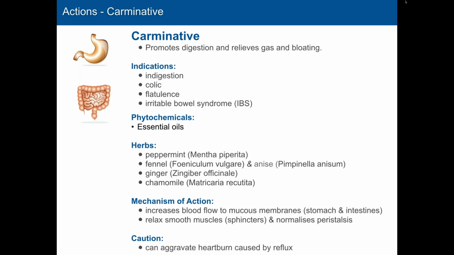So the next action we're going to talk about is carminative. I already mentioned this briefly in the first half of the term. A carminative is a substance that helps to promote digestion and relieve gas and bloating. In some ways a bitter does this, but they do it by totally different mechanisms. A digestive bitter, generally speaking, increases the release of your digestive juices, while a carminative is rich in essential oils.